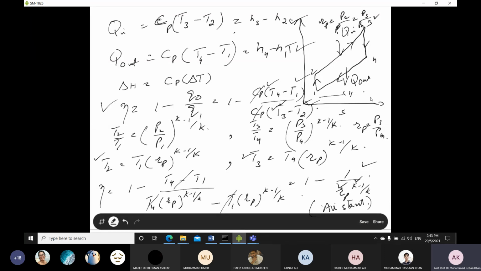So this is how we have to develop the equation for your Brayton cycle. So if you have any questions, you can ask me. So you have to note it down and then we will do the next one.